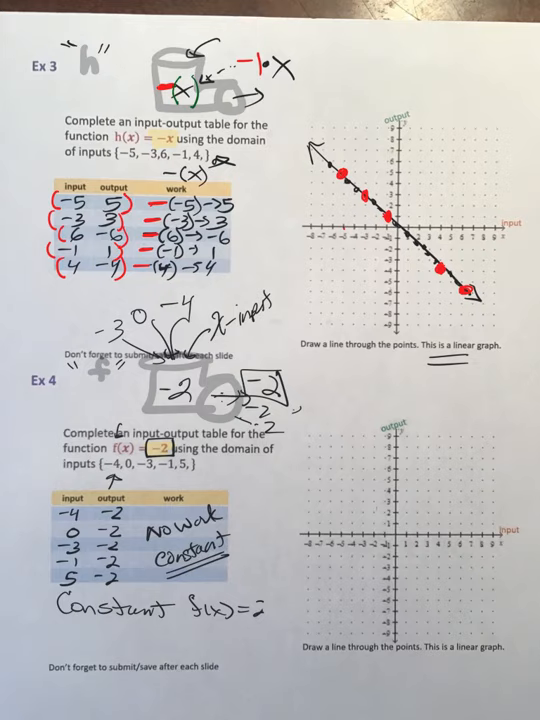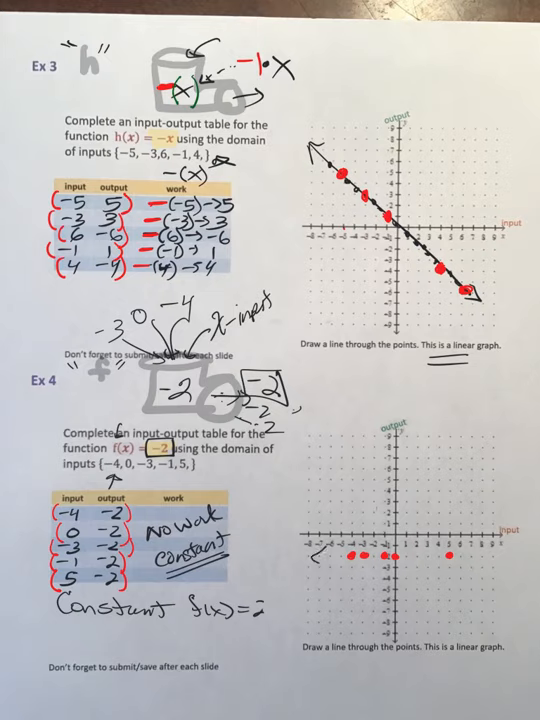So now let's plot them and see what happens. -4 goes into the machine, and -2 comes out. So -4 in, -2 out would be about right there. 0 in, -2 out would be right there. -3 into the machine, -2 out would be right there. -1 into the machine, -2 out, about right there. And 5 is going into the machine, -2 is coming out. It would be right there.